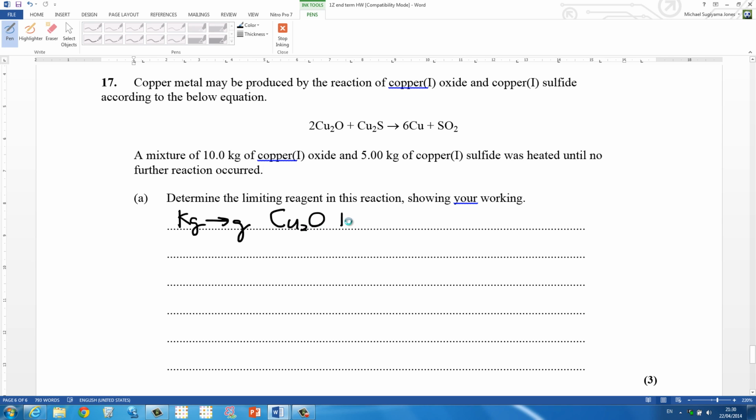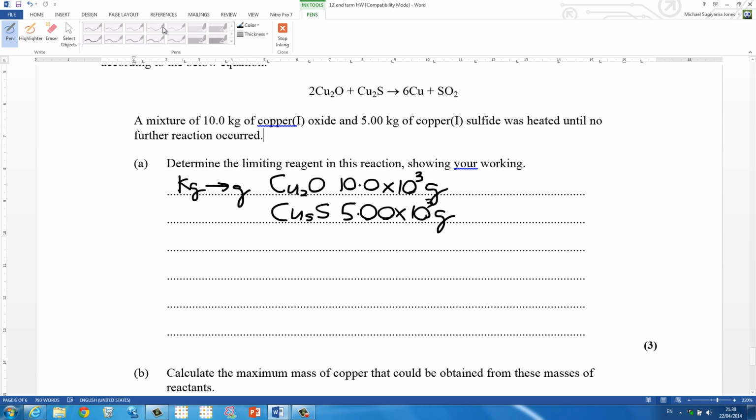We have 10.0 times 10 to the 3 grams. And then Cu2S, we have 5.00 times 10 to the 3 grams. So your next step is to change to moles. So I'm going to do that for copper oxide. So we have 10.0 times 10 to the 3 grams.